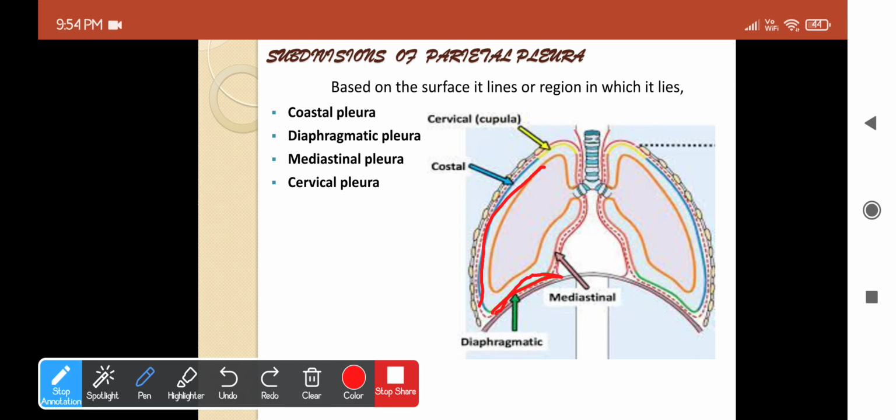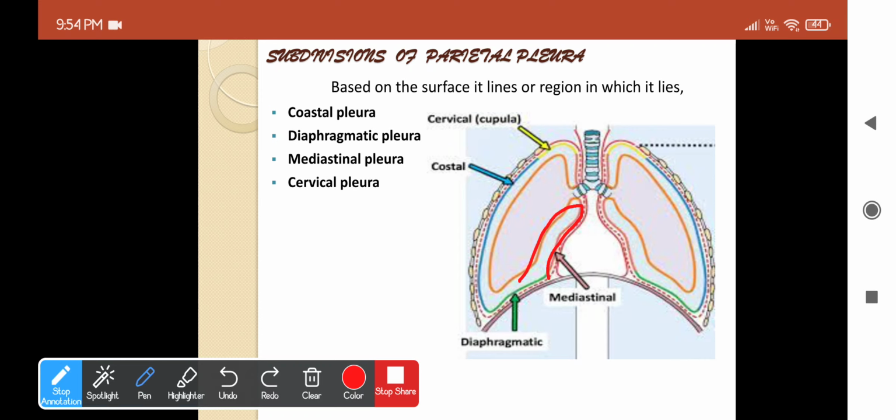Going for the mediastinal pleura, this mediastinal pleura will form the lateral boundary of the mediastinum, lining all the structures of the mediastinum. Okay, it is along this surface where the parietal pleura will just continue as the visceral pleura. Okay, this is about the mediastinal pleura.